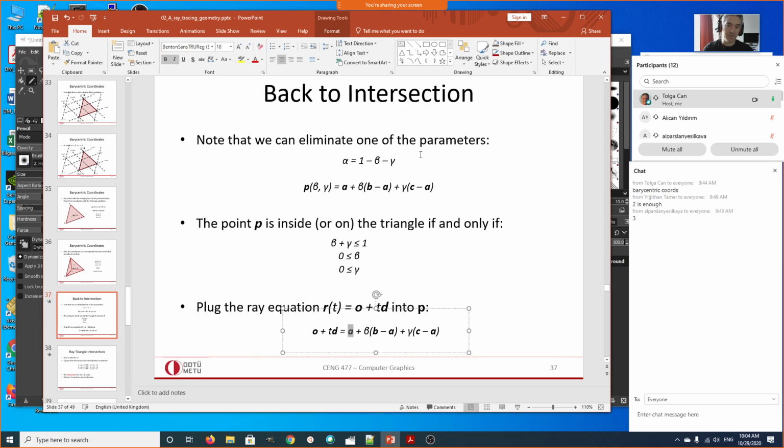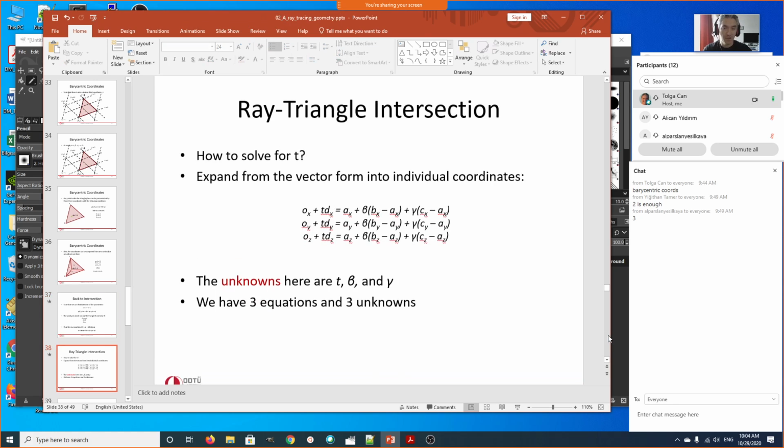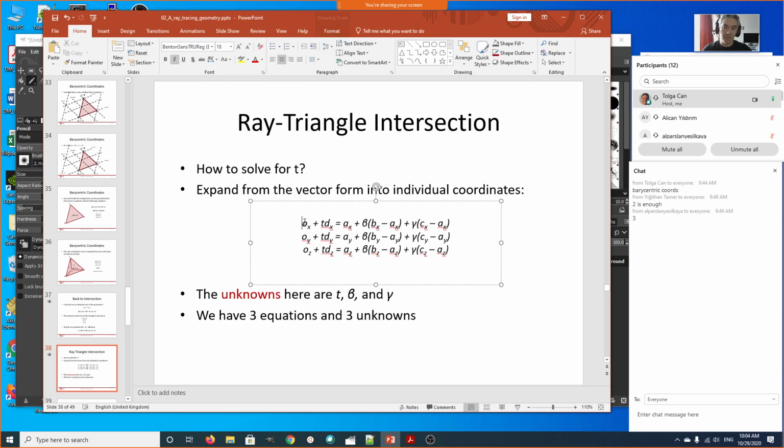If you multiply this with A, what do you get? A minus A beta minus A gamma. So if you put the beta and gamma coefficients in like this, you get this equation. As you can see, in this single equation we have 3 unknowns: t, beta, and gamma. But this is not actually a single equation. All of them are 3-dimensional vectors, which gives us 3 equations like these. So these are my 3 equations. I have 3 equations, 3 unknowns.